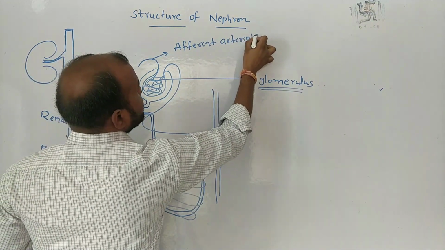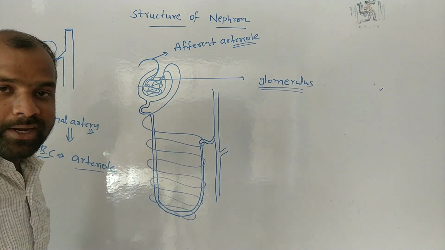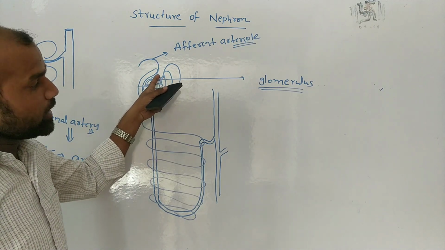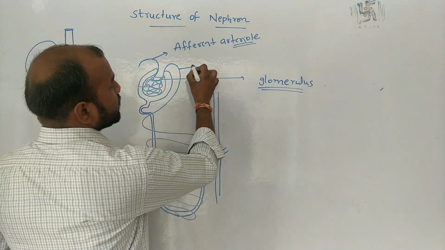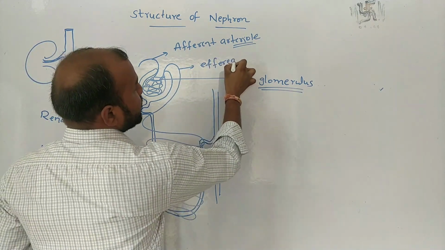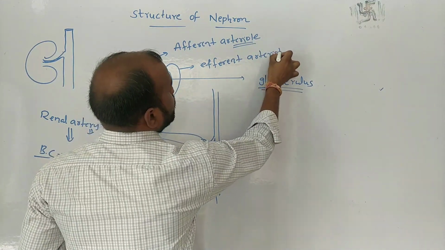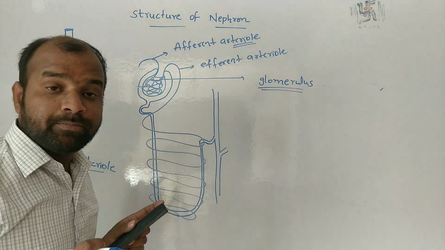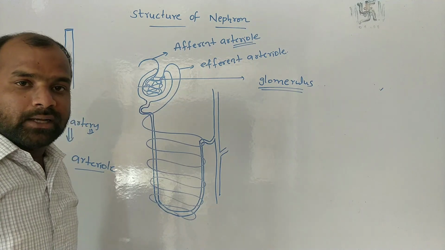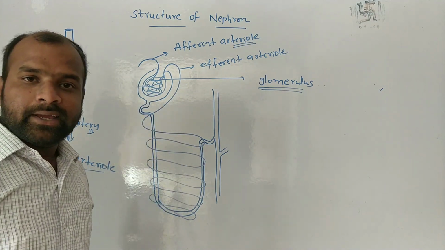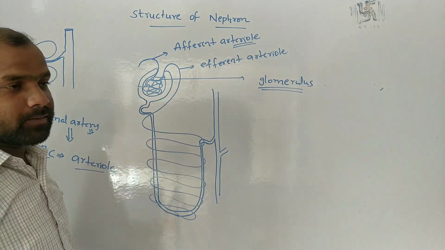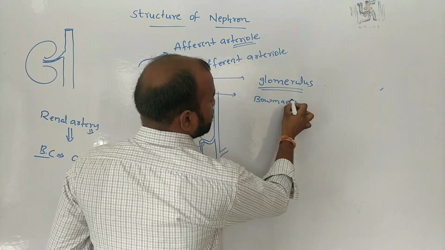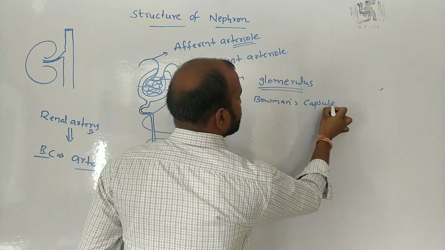The diameter of the afferent arteriole is larger, whereas the blood capillary which leaves the glomerulus is called the efferent arteriole. By the combination of afferent and efferent arterioles, the bunch of blood capillaries called the glomerulus is formed. This bunch of blood capillaries is present in a cup-shaped structure, and this cup-shaped structure is called the Bowman's capsule.